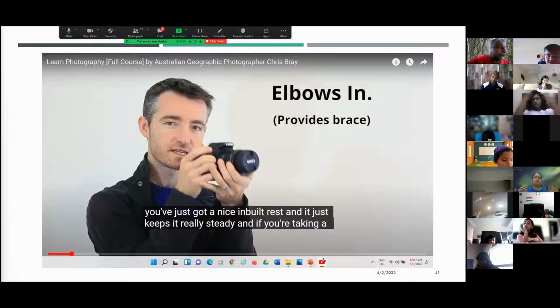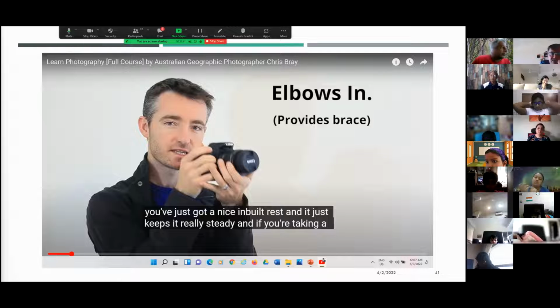Try to keep it very tight and hold the lens underneath, as in the picture that you see of this photographer, Chris Bray from Australia. He's a professional photographer, and he's showing you exactly how you should hold your camera. Tuck in your elbows, keep it very, very steady.